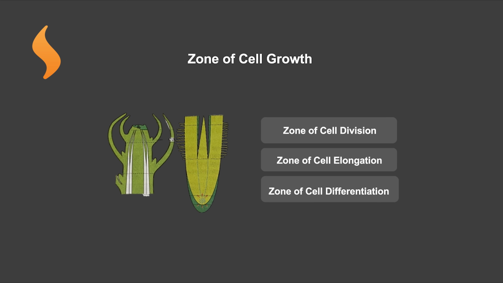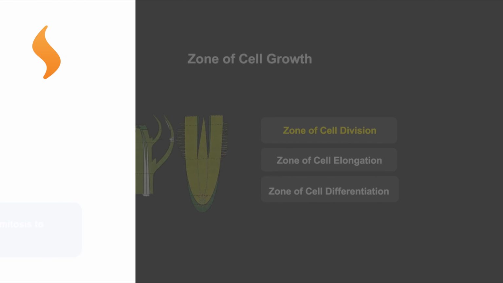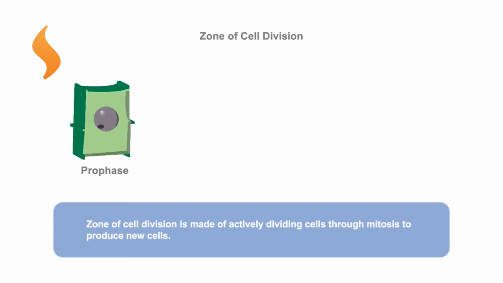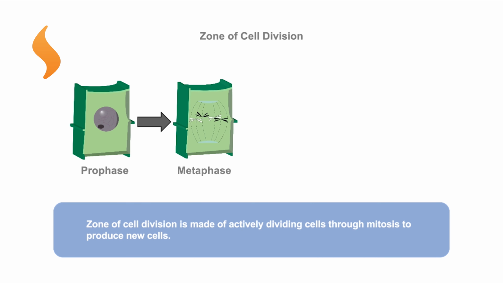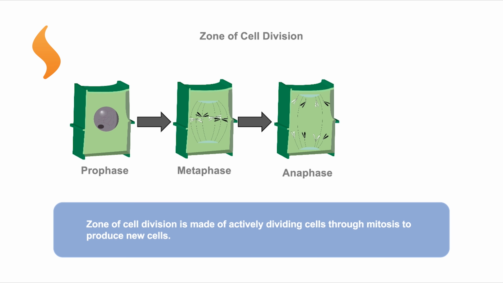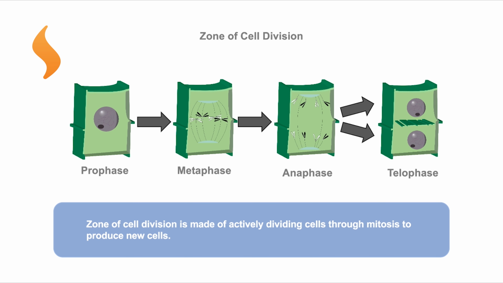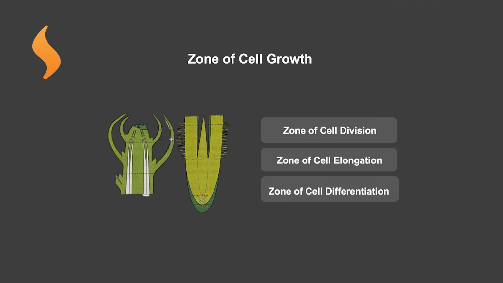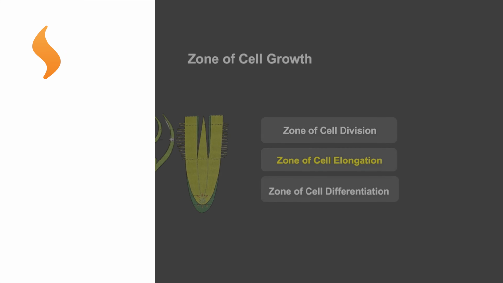In the shoot tips and root tips, there are three zones of cell growth, which are the zone of cell division, zone of cell elongation, and zone of cell differentiation. The first zone of cell growth is the zone of cell division. The zone of cell division takes place at the apical meristems, which consist of actively dividing meristem cells that divide through mitosis to produce new cells.